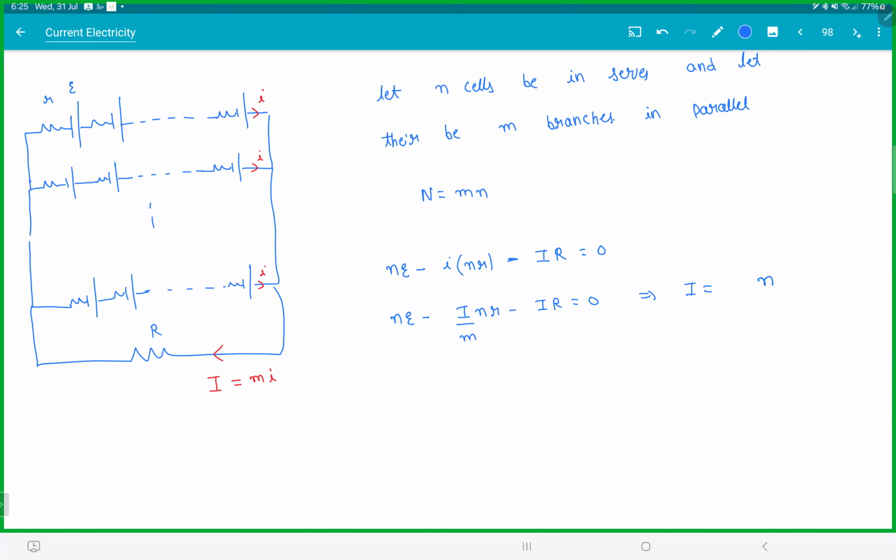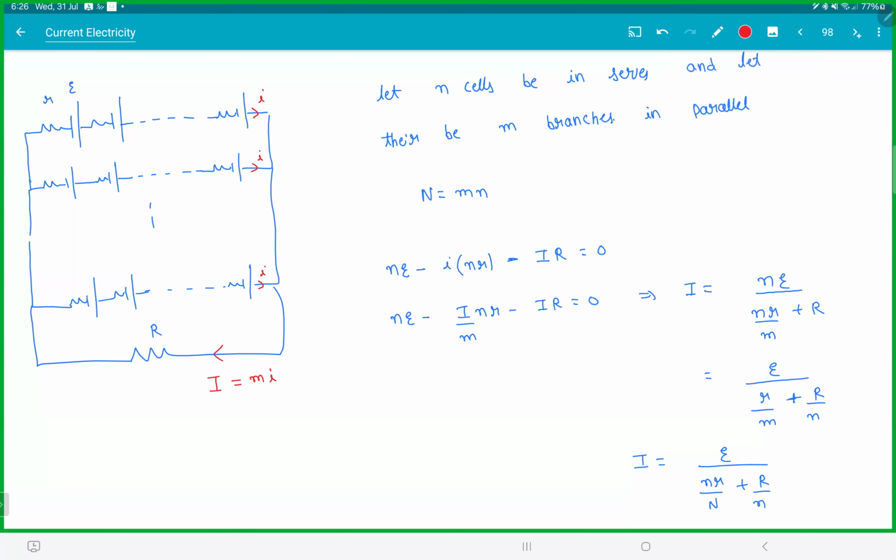We get I is equal to Ne by Nr by M plus capital R. Bring that N down, you get E by R by M plus R by N. There are two variables here, so just let's replace with any one of them. Let's replace M is equal to N by small n. We get E by Nr by capital N plus R by N. There we have a variable in terms of N.